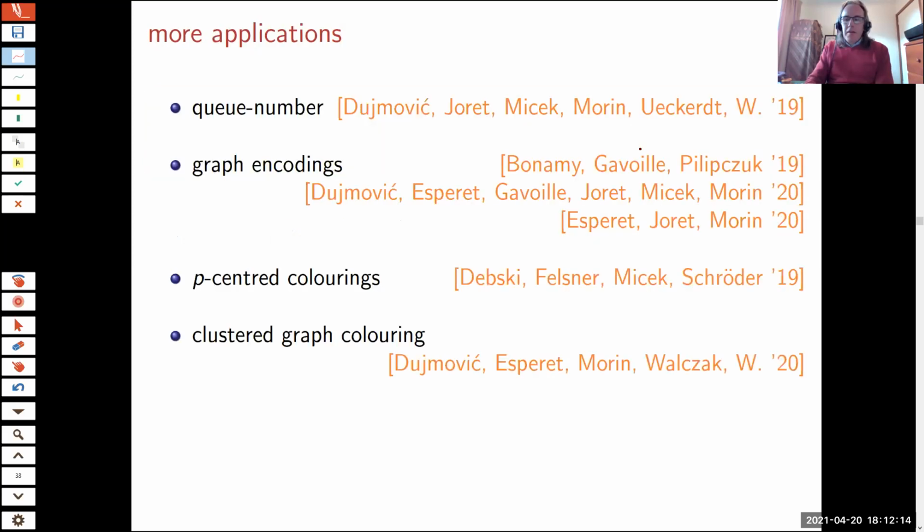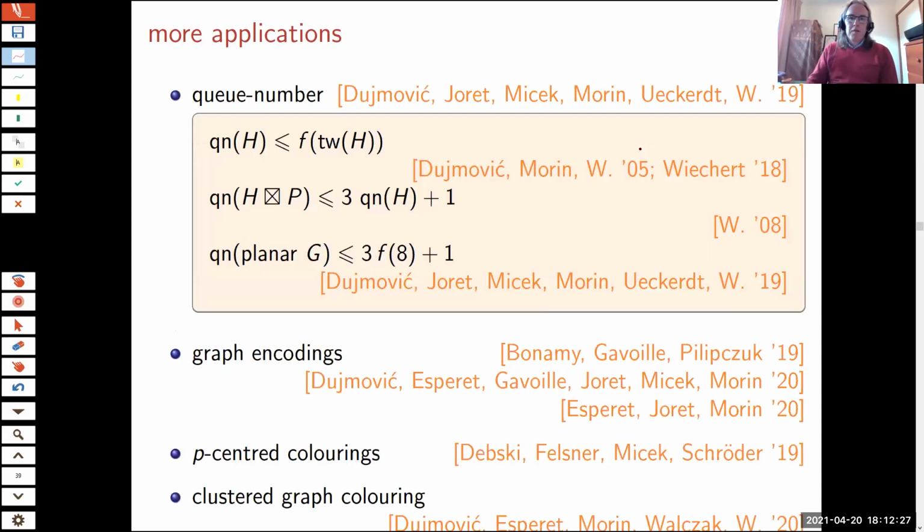Okay, now there's a lot of other applications for this product structure theorem. There's been a huge amount of activity in the last 2 years, say. Let me just mention a couple of the applications very briefly. Q number was the starting point of this work. I'm not going to define what this parameter is. It's just a parameter that people care about. Let's just say that.